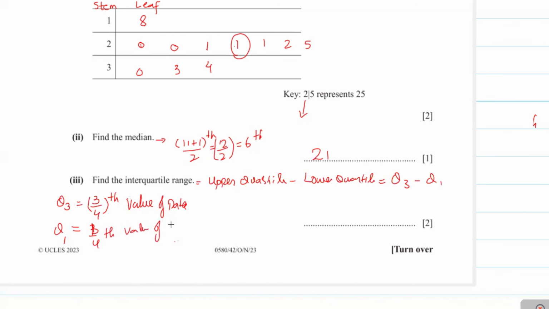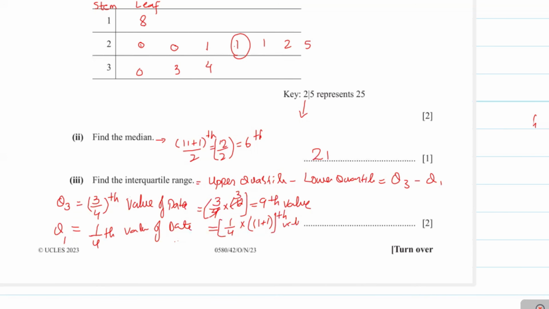You see here there are 11 total numbers of data. Therefore, we write 3 over 4 multiplied by (11 plus 1), which is 12, and this will be equal to the 9th value. And Q1, you see here, is the 1 over 4th value of data. Therefore, we write 1 over 4 multiplied by (11 plus 1).